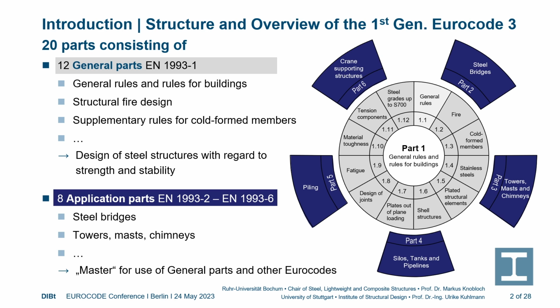But of course, among the general parts are also some very specific items. For example, Part 1.4, stainless steel, or Part 1.11, tension components, which probably only a small group of users will use. Then coming to the application part, for example, Part 2 for bridges.